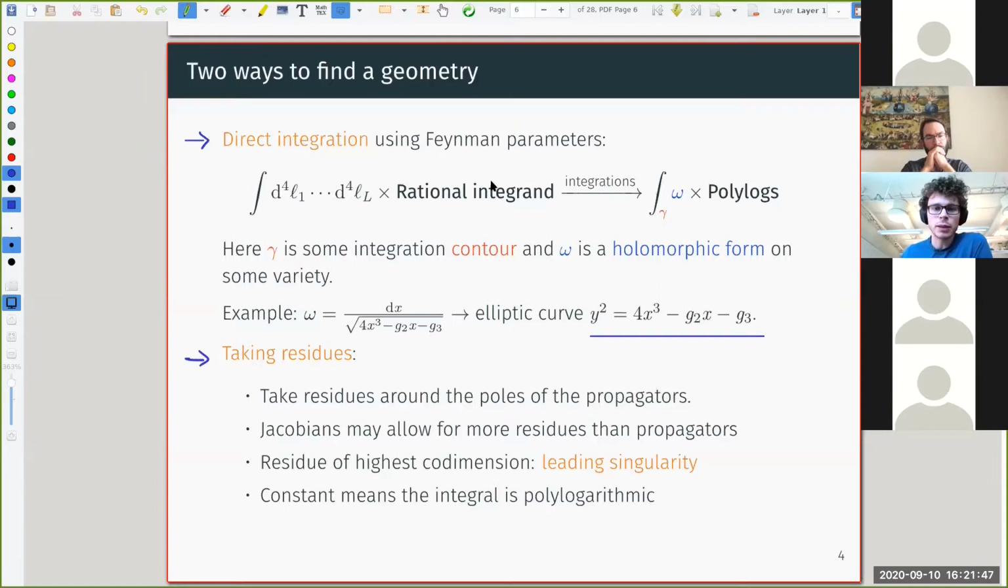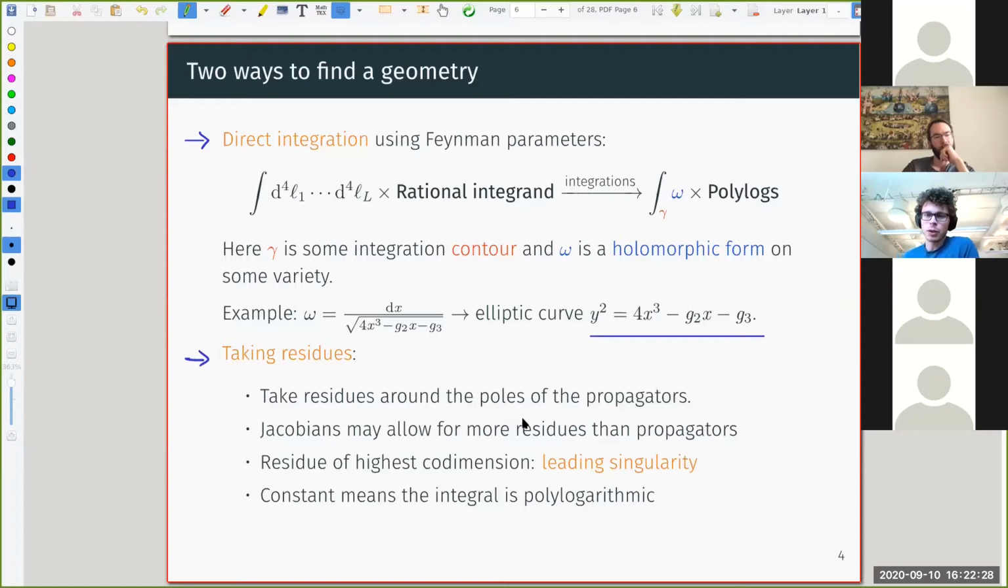So basically, we can again start with this integrand that we have, and we imagine it's a product of some propagators. So there are some poles, and we can start to take residues around the poles. And again, this works a number of times, but then at some point the process will stop because we cannot take any further residues. Then we land on this residue of the highest codimension, which is going to be this leading singularity. And typically, if this leading singularity just consists of some constant, then I would conclude that the integral is probably going to be polylogarithmic.